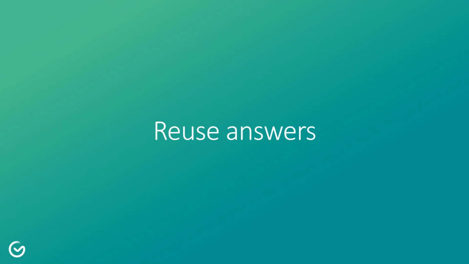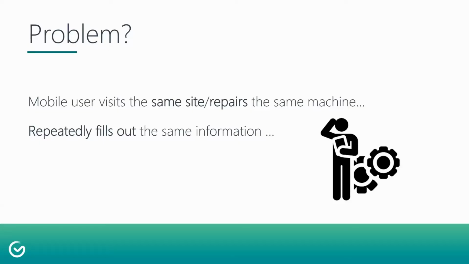In our autumn release 12.2, we also introduced a new functionality called reuse answers. One of the use cases for Resco inspection we kept seeing was that mobile users often have to put in the same data repeatedly when they visit the same site or repair the same machine. They have to pull out the same values directly from the machine, and that makes it a duplication for them to fill them in.